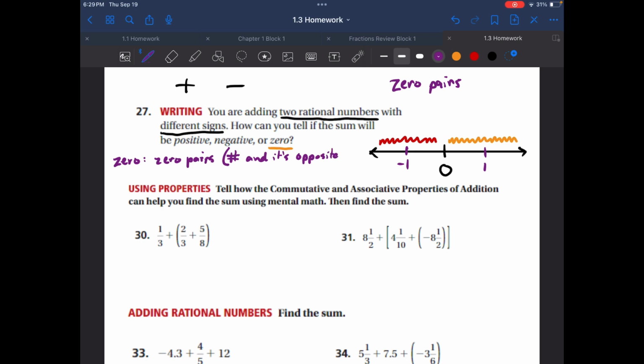I have 1, its opposite is negative 1. If I add them together, I get 0. Nice and easy. Now, what about positive and negative?